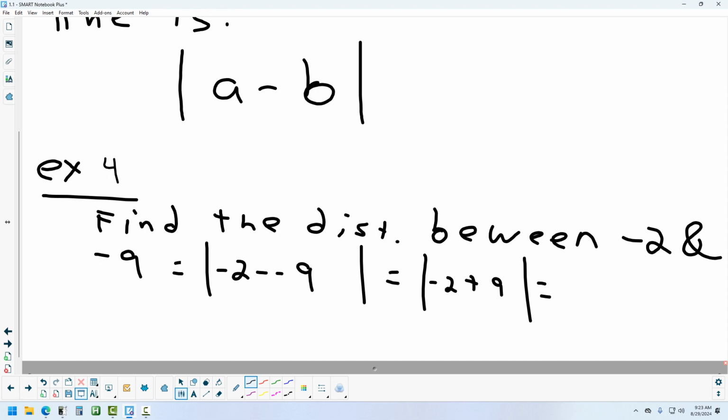And Cecilia, we'll do what's inside these bars. What's negative 2 plus 9? That would be 7. Yep, 7. And absolute value of 7 is 7. Okay. So a real simple example, just finding the distance between 2 points on a number line.